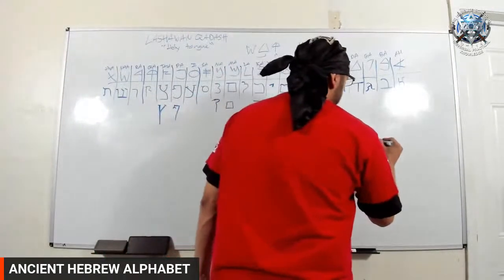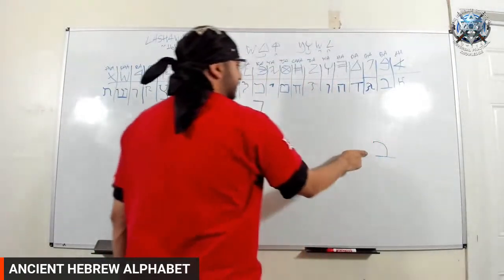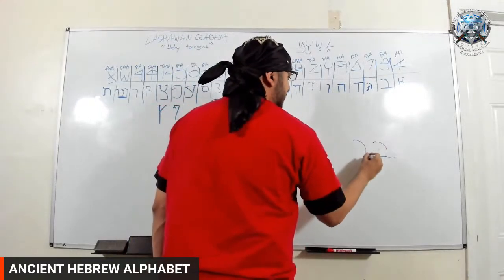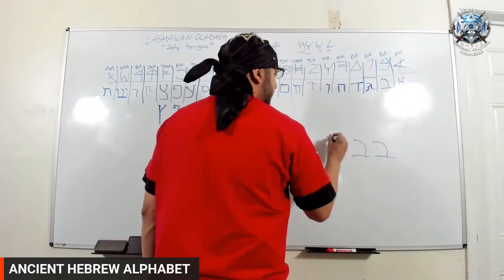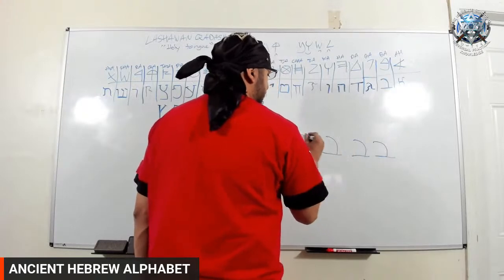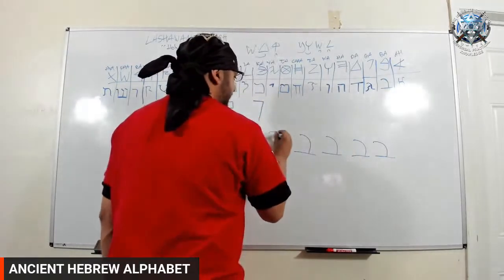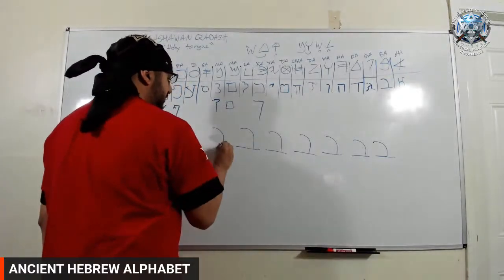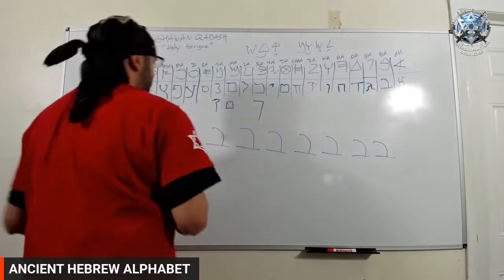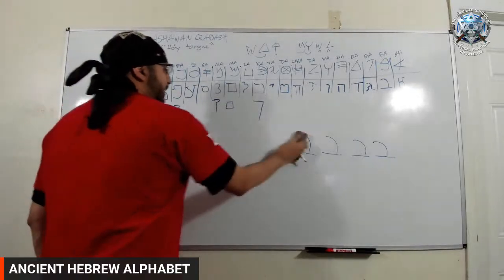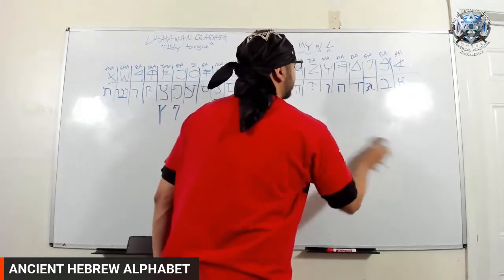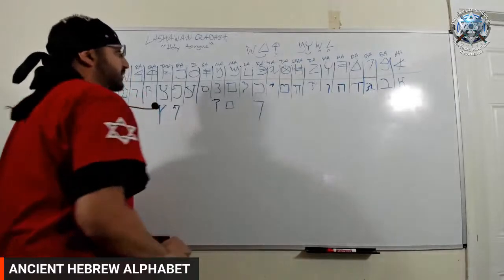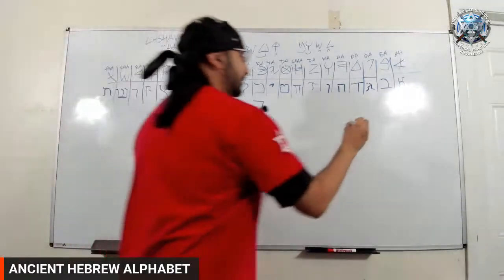Next letter. Ba. Ba. Ba. See that? That's the letter Ba. Get it in straight like that. We're going to leave this on the board here. Hopefully y'all can see it.